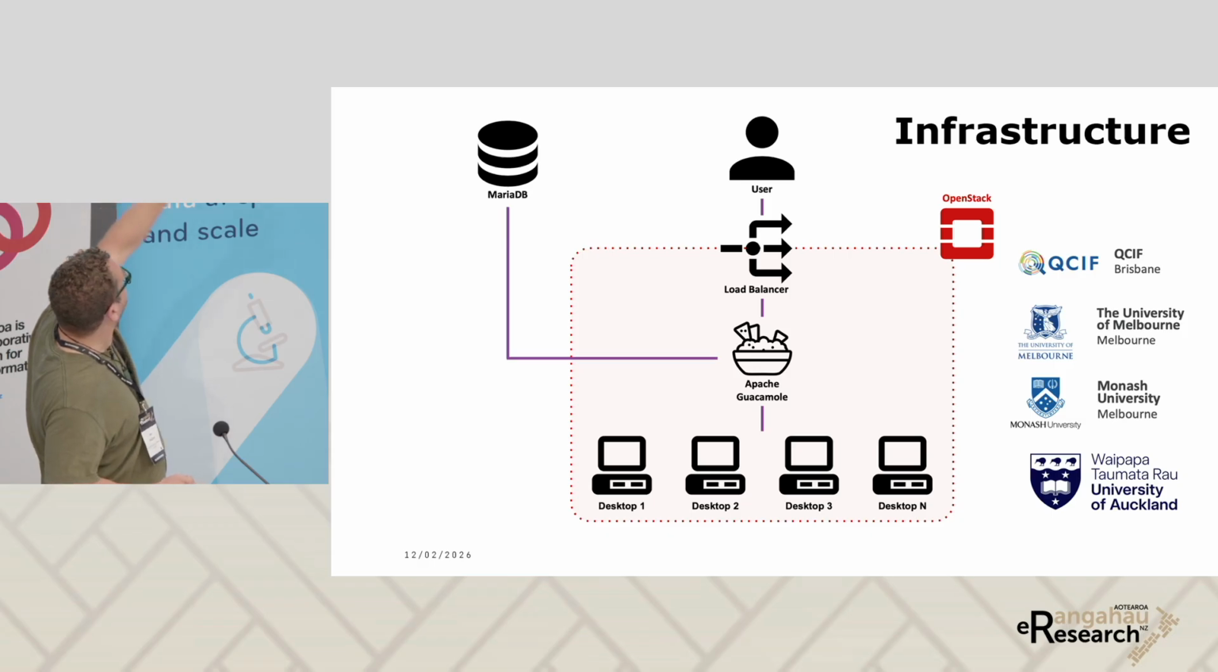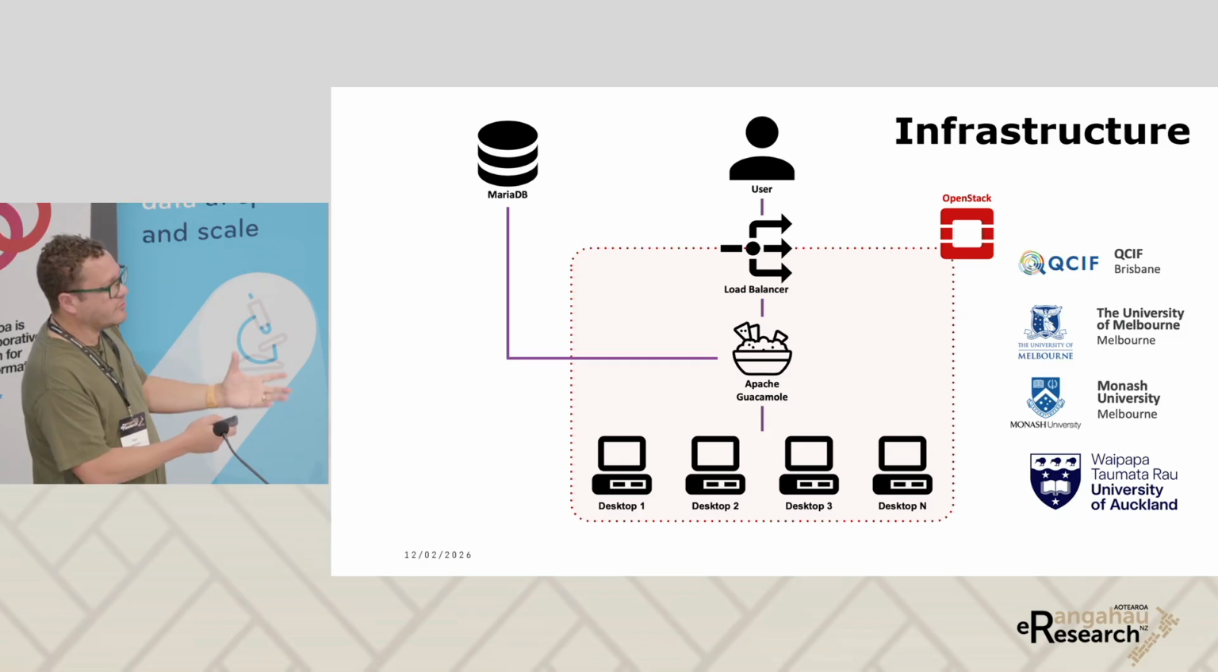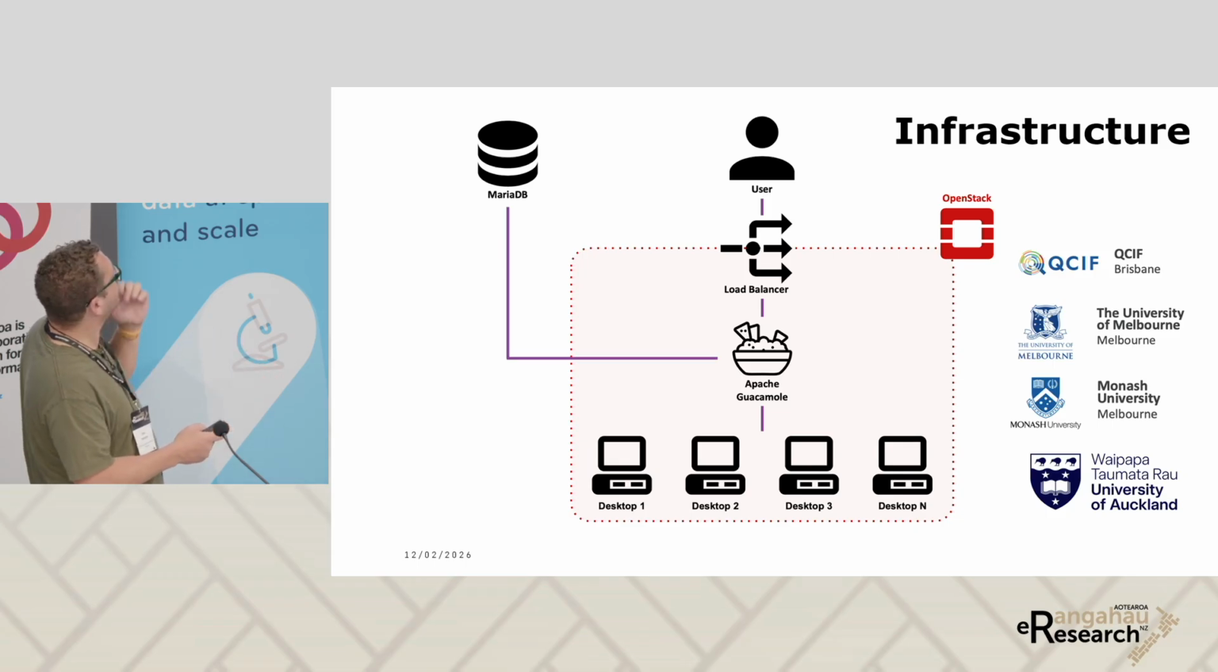And then as we get to the node level, these desktops are launched like any normal virtual machine. There's an Apache Guacamole VM in every availability zone in the Nectar Cloud, of which there's 10 now. And there's a load balancer, all orchestrated through OpenStack.